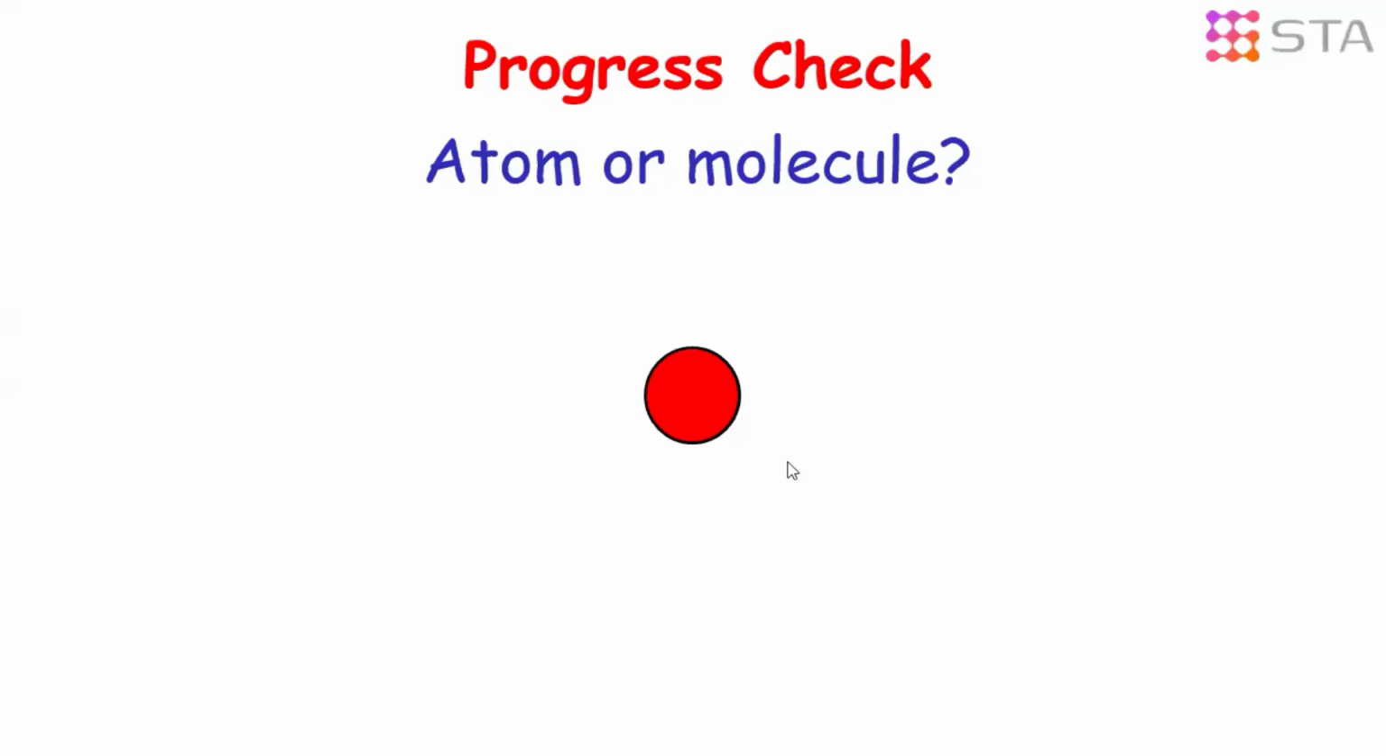Here's a quick quiz for you to complete as a progress check. Simply look at the particle and then tell me if it's an atom or a molecule. If you want to pause the video, you can, and just hit play when you're ready for the answers. So the first one is just a simple atom on its own. So this can only be an atom. Nice and simple to start with.